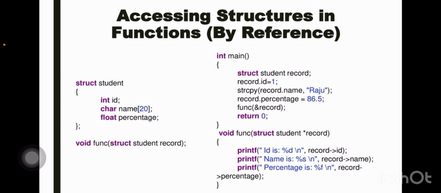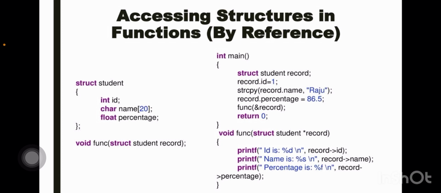In this method we will access the structure in a function using the reference of the structure. Here the structure is student and it has 3 members, that is ID, name and percentage. And then we are creating the function func. Its return type is void, and we are passing the structure as a parameter to this function.